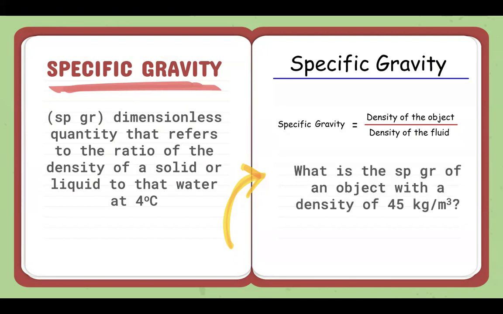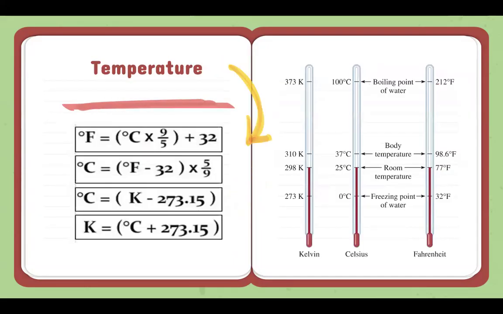So for example, what is the specific gravity of the object with a density of 45 kilograms per cubic meter, knowing that the fluid that we will be using is just water? For example, the density of water is 1,000, right? So 45 divided by that, so it's 0.045. All right, so that's how we get the specific gravity of the object.